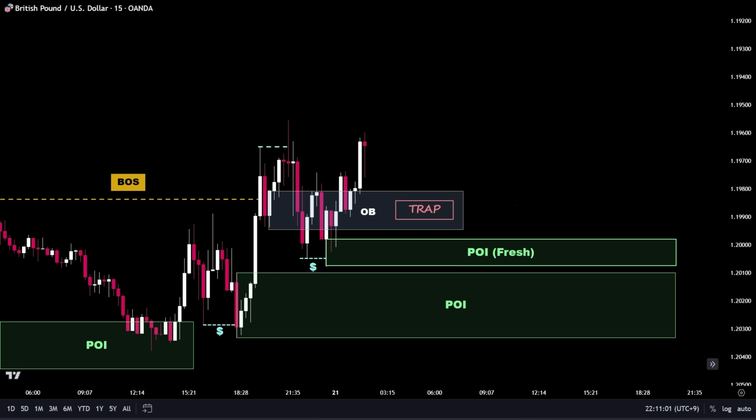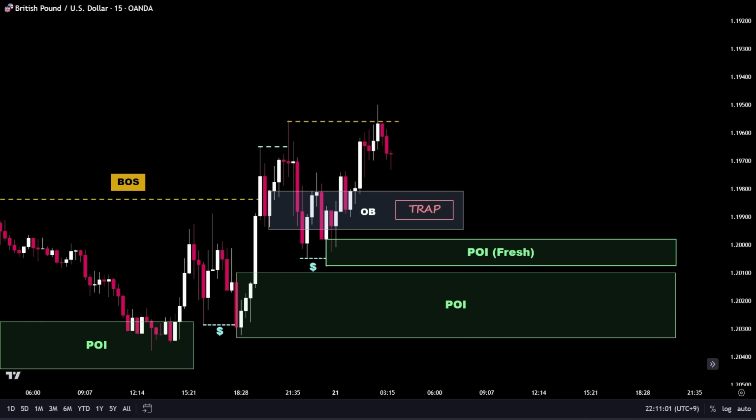Now, if the price closes above this high and creates a new break of structure, we can start identifying the next potential point of interest. Let's check out the price action to see what unfolds next and if a new BOS is formed. As you can see, price has taken out the liquidity above the high, but closed below it. Therefore, we cannot consider this as a valid break of structure.